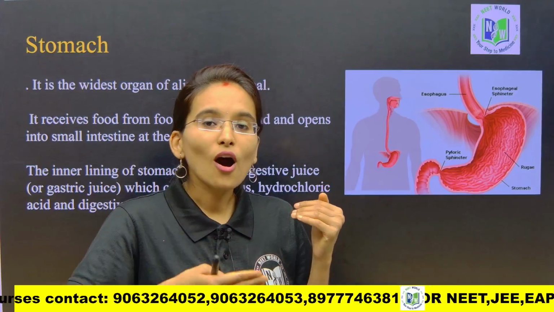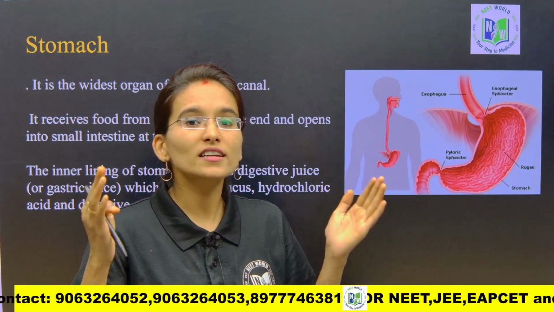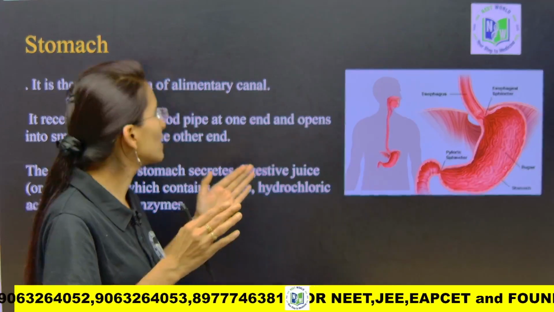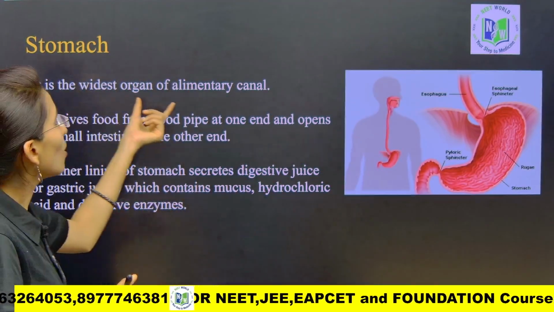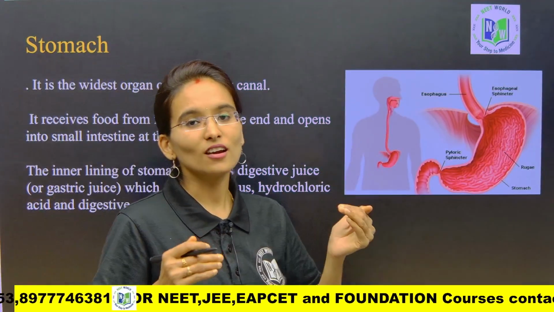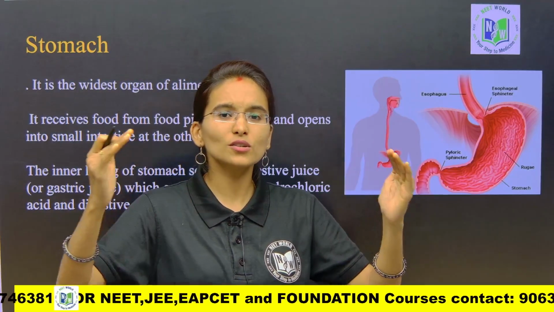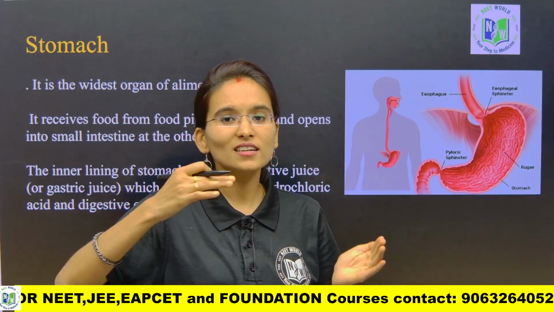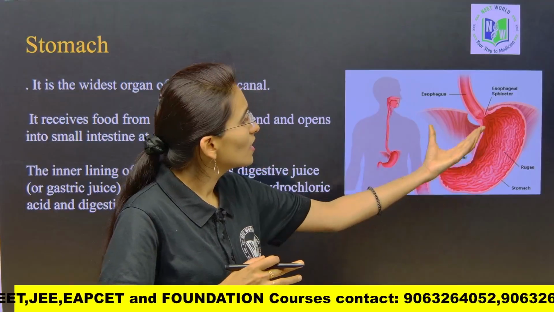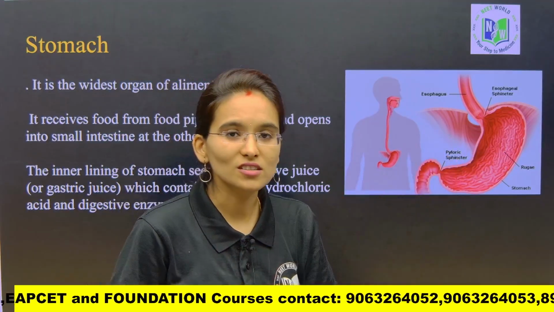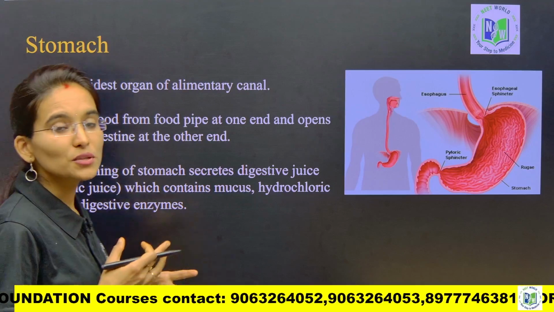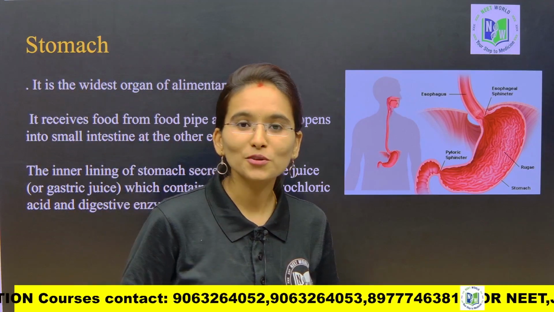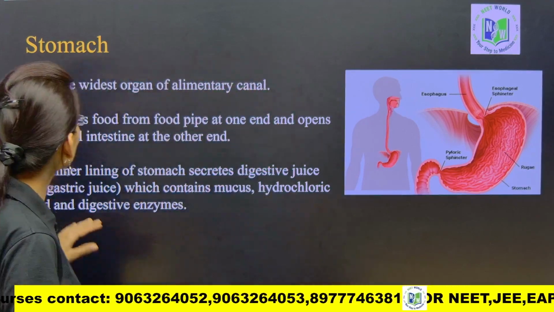After the chest, the next widest and largest part is the stomach. It is the widest organ of the alimentary canal, which means it has a large inner area. It is usually a muscular bag-like structure. Now, what functions does the stomach perform? Let's understand it.